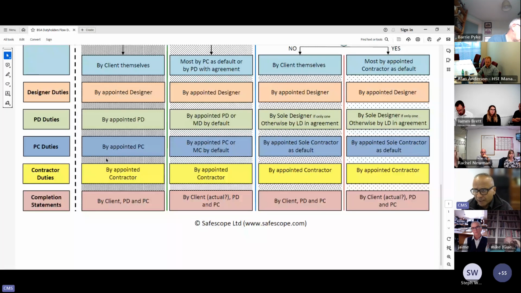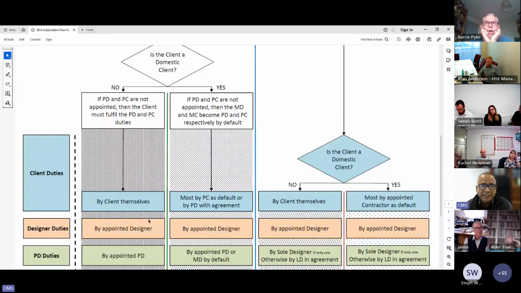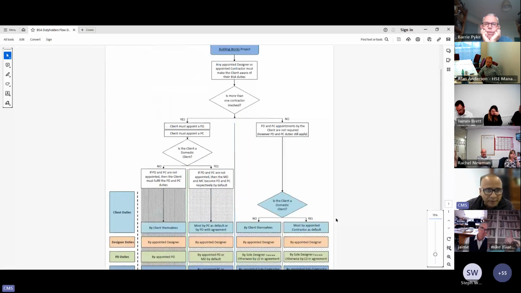And contractor duties by appointed contractors, and the completion certificate, in this case, by the client, the principal designer and principal contractors, who will have to give such a statement. Guys, that's the way the duties apply. And hopefully with this flow diagram, it now makes more sense how the scenario is in terms of the different duty holders' roles, etc. I hope that's easy to understand, and you'll get a copy of this flow diagram anyway with the slides, and hopefully it will make more sense.